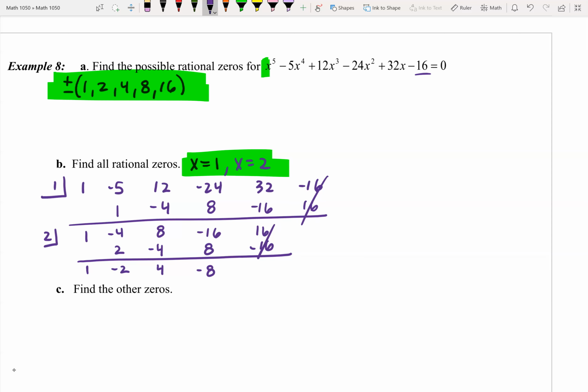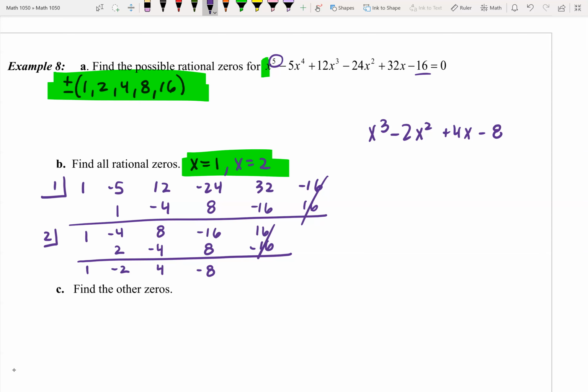But here's what I have. I did synthetic division twice. I started with a 5. 5 minus 2 is a 3. So I have an x to the third minus 2x to the second plus 4x, excuse me, minus 8. I don't know if it factors. I can look at it and I know it factors by looking at it.